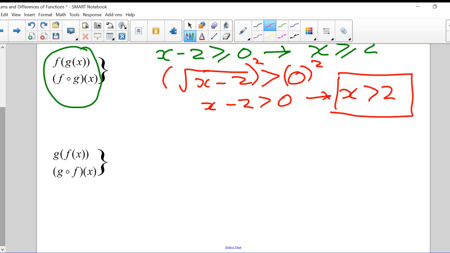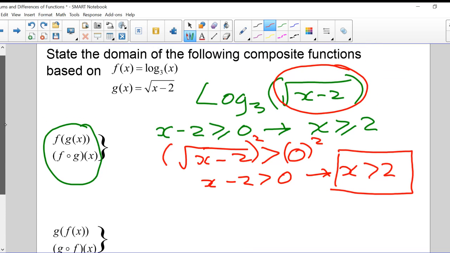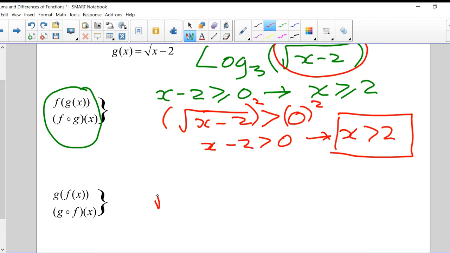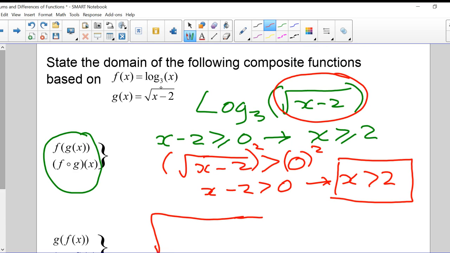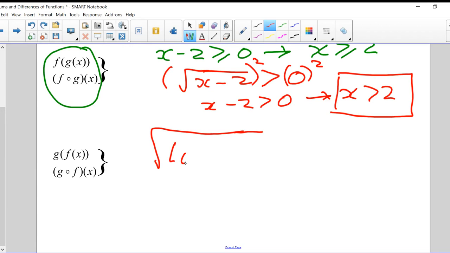Okay, let's get back to this question. So now, what we're looking at is the opposite composition. So it's the square root of the log base 3 of x, minus 2. Think about what g of f of x is. I'm putting the f function, which is the log base 3 of x, into the g function. So log base 3 of x minus 2, right?